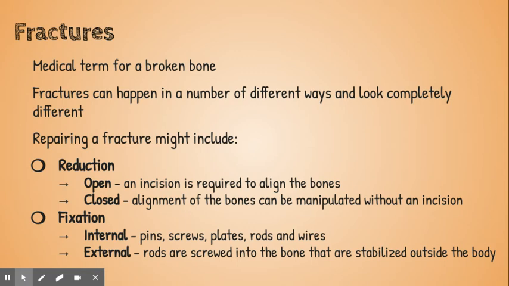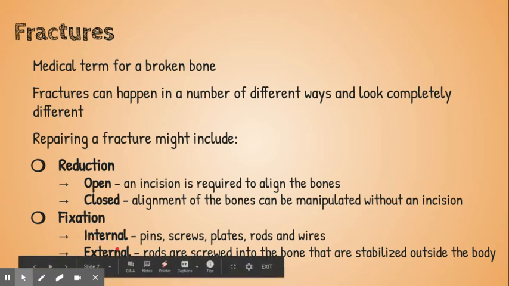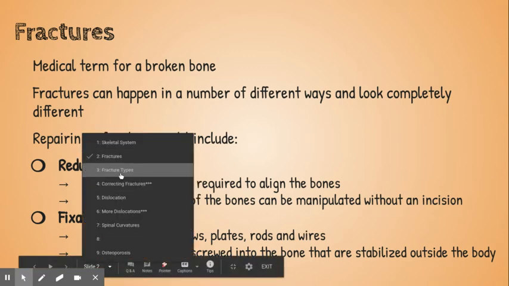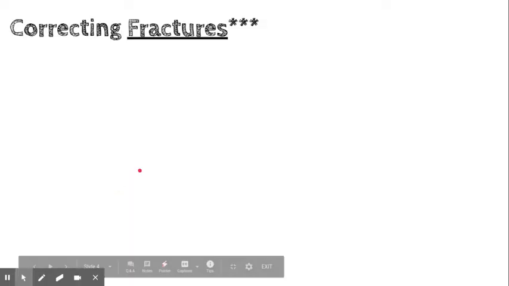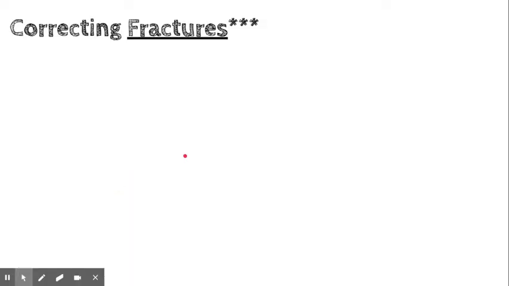And our fixation, being internal, means that you had to have screws and pins placed on the bone itself, or external would be outside of the body. So that either means screws and rods going into the bone from the outside of the leg or the arm or wherever it's at. Or you could talk about, simply enough, a cast. So let's look at these real fast. You already have the picture on your screen of the external fixation.